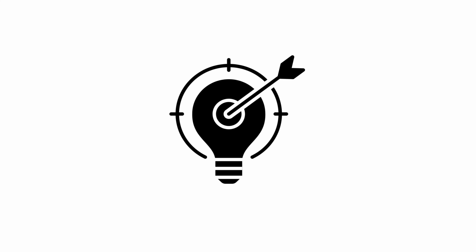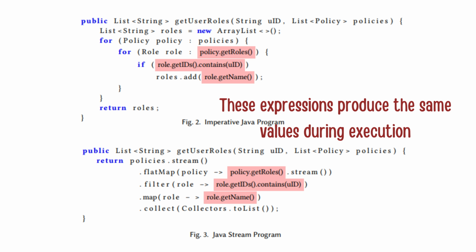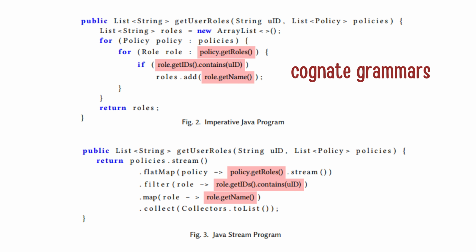The key insight behind their approach is surprisingly simple. Even though imperative and functional programs may look very different at a high level, they often share many of the same low-level expressions, and these expressions produce the same values during execution. The authors formalize these ideas as cognate grammars and trace compatibility, and use them to dramatically reduce the search space while synthesizing the target program.